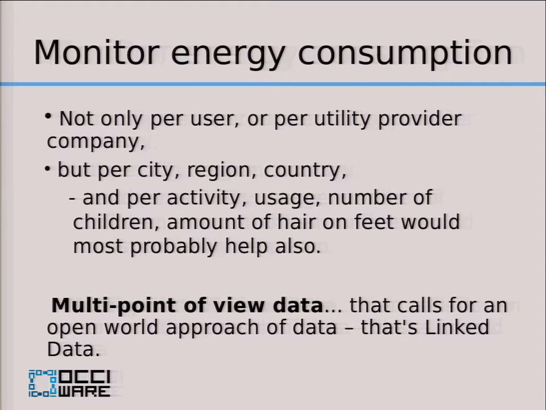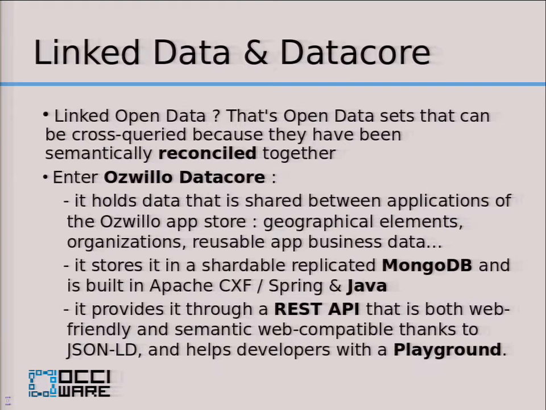We are talking here about multi-point of view of data. That needs an open world approach of data. We need to be able to stack other points of view as needed in order to track where it leaks out. And this kind of open world approach of data is called linked data. So, a little bit of linked data introduction. What is linked data? Linked data is data sets that have been reconciled together so that they can be cross-queried. That's exactly what we need.